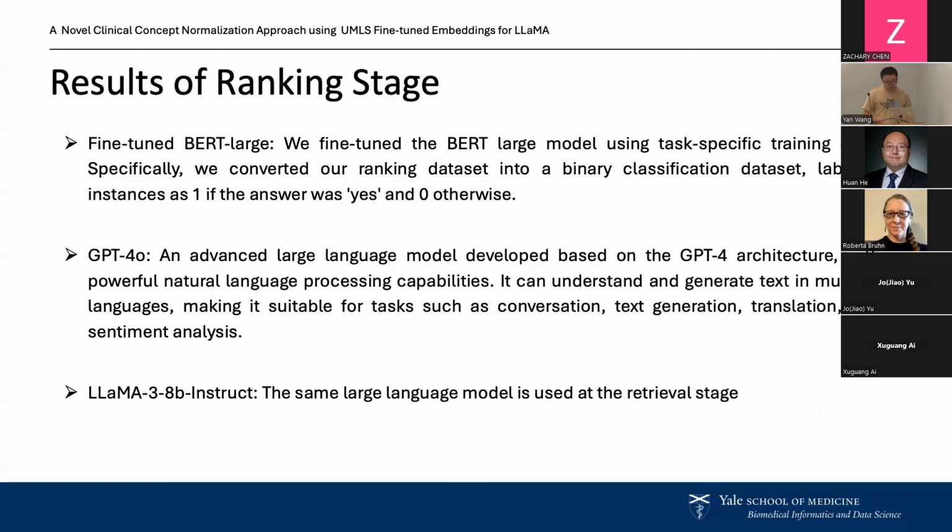Next, I will explore the performance of our UMLS-LLaMA model on the ranking task. At the re-rank stage, we use the best results from the retrieval stage obtained through our UMLS-LLaMA hybrid method. We then applied baseline re-rankers to order the candidate concepts and compared their performance against our UMLS-LLaMA re-ranker. Here, we used 3 different re-rankers as baseline models to compare with our method.